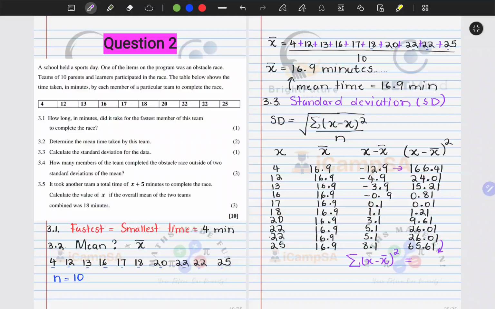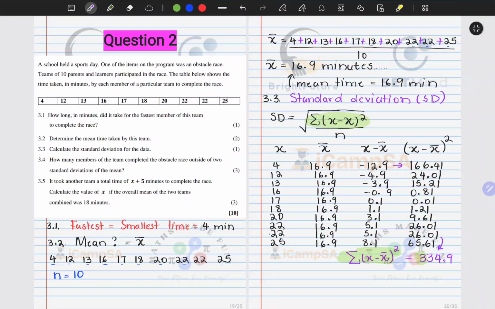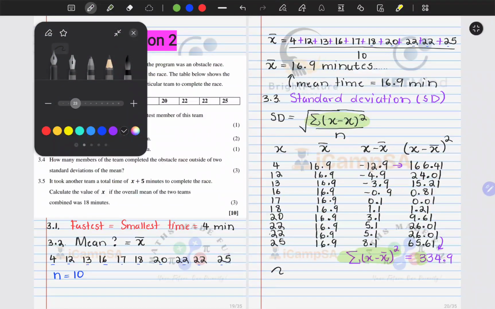So I'm going to say 166.41, sorry, plus 24.01 plus the rest of the terms until we get here. And this will give me what this sigma notation is for, so that we go and plug it there. What we end up getting is 334.9. You can go ahead and confirm this.